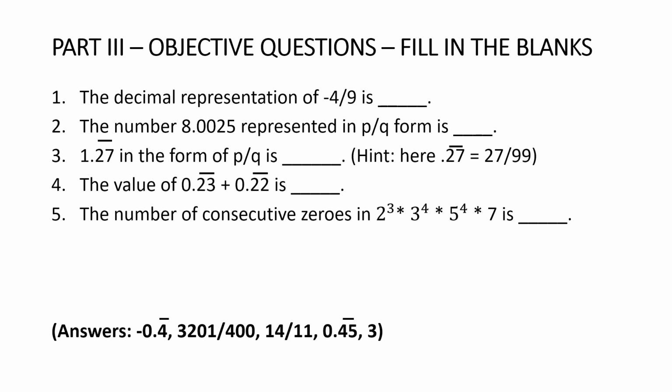The value of 0.23 bar plus 0.22 bar in decimal is 0.45 bar. You are just adding both the things.